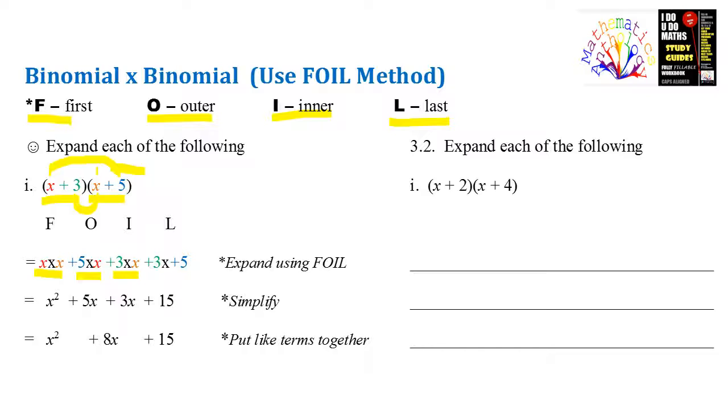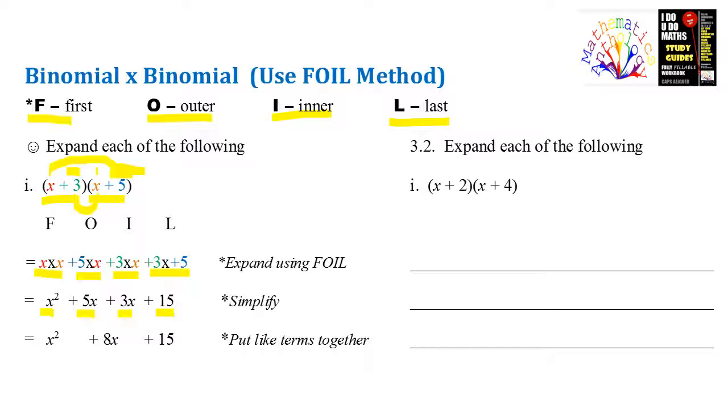Now we look at L in FOIL, which stands for last. So we're looking at the last term in the first bracket, which is positive 3. And the last term in the second bracket, which is positive 5. So L there will stand for positive 3 times positive 5. There we go. So we have our F, our O, our I, and our L. Now we can simplify. So first one, x times x is x squared. 5 times x is 5x. 3 times x is 3x. 3 times 5 is 15.